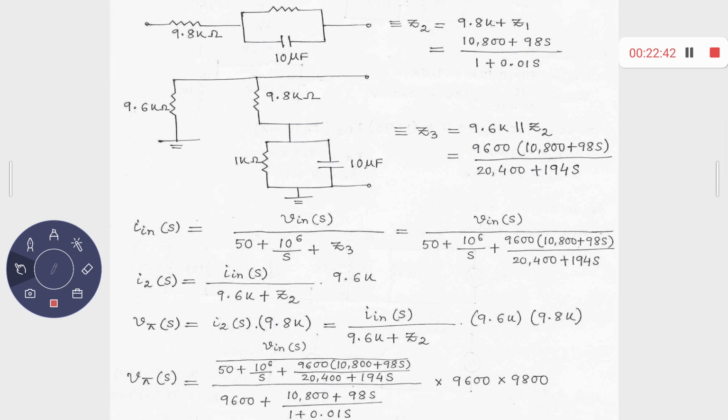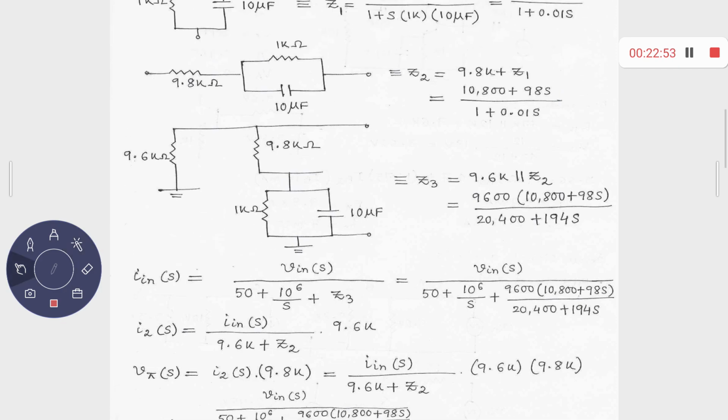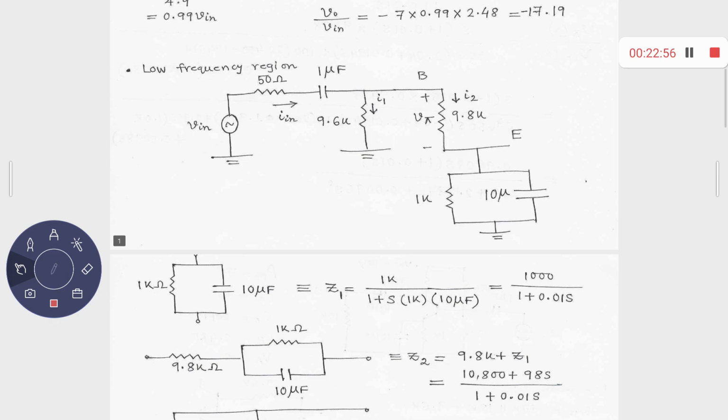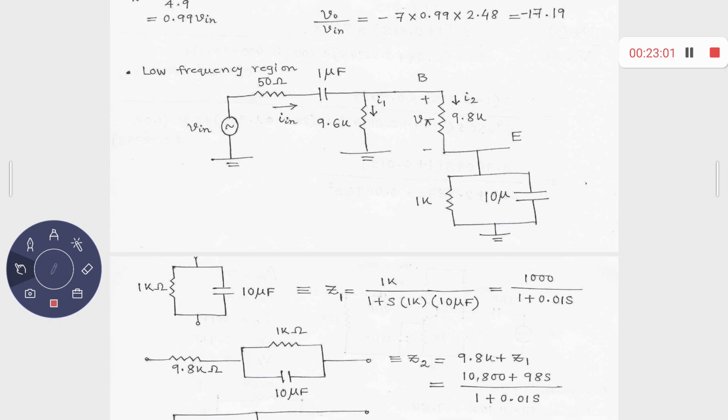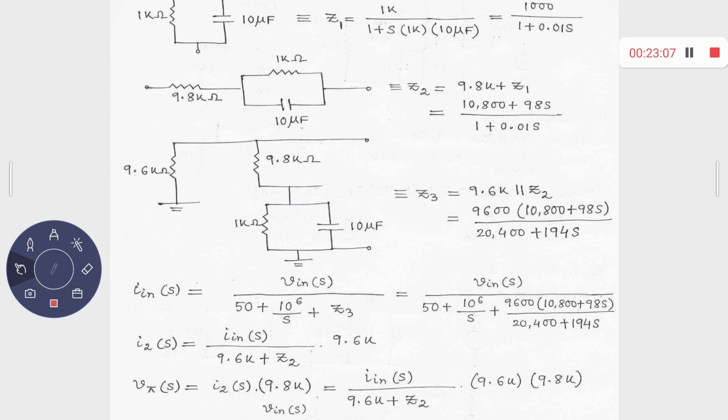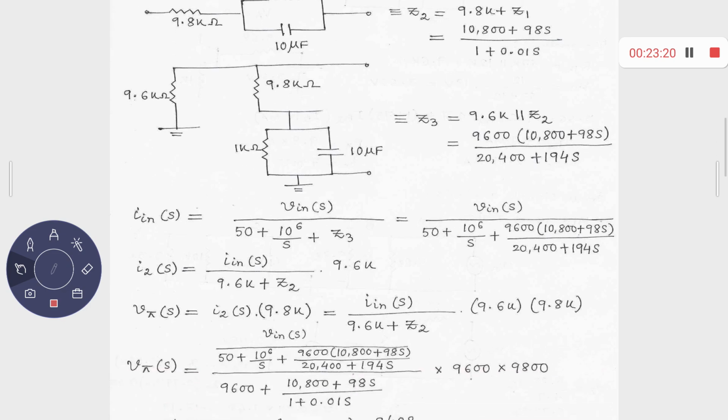What you get? You'll be getting this much. This is your I in S as a function of frequency. And then what is the relation between I in and I2? How are they related? Division. Z2 by 9.6K divided by 9.6K plus Z2. So I2 S is equal to I in S divided by 9.6K plus Z2 multiplied with your 9.6K. Simple voltage division law, as you know. And that's already known that your V pi S is equal to I2 times 9.8K.